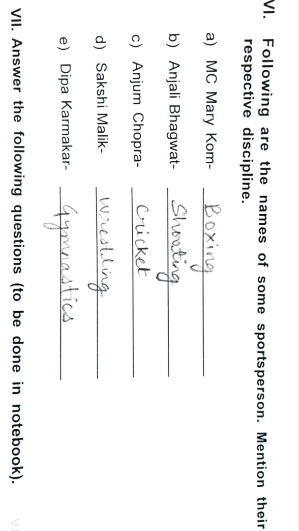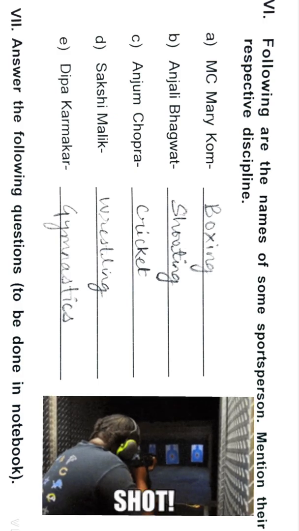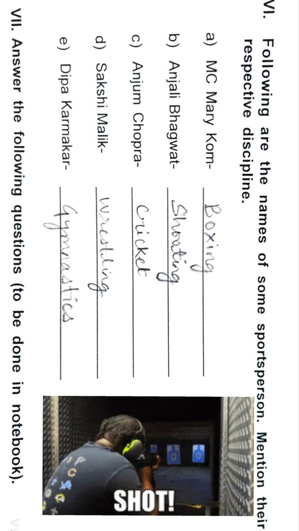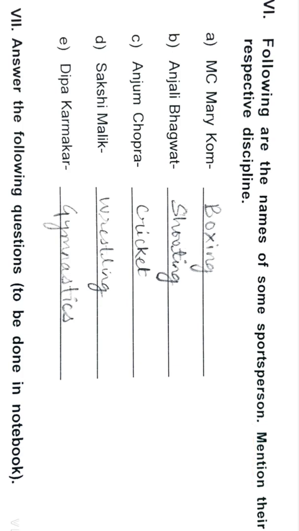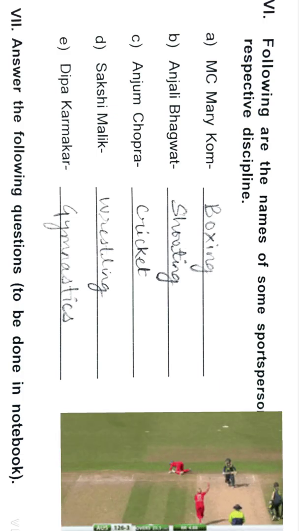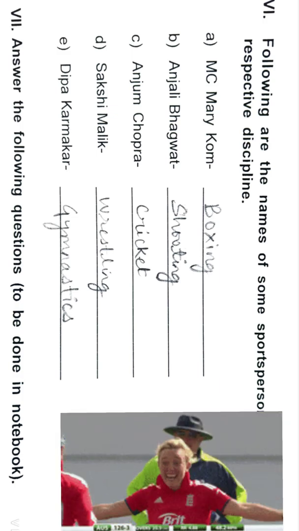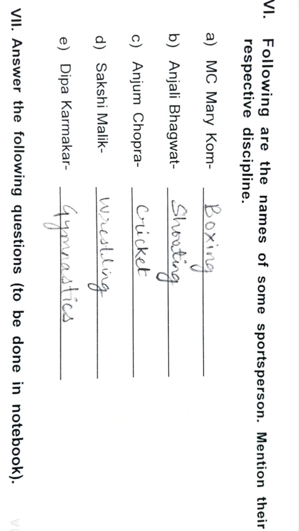After that we have Anjali Bhagwat. Anjali Bhagwat is a very famous and very young Indian rifle shooter. So she is associated with shooting. Anjum Chopra is a very famous cricketer. She has participated in a women's cricket team. So we will write cricket.